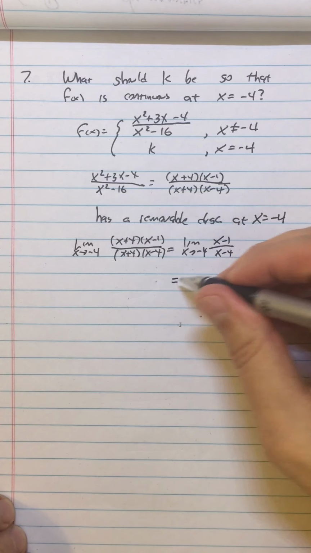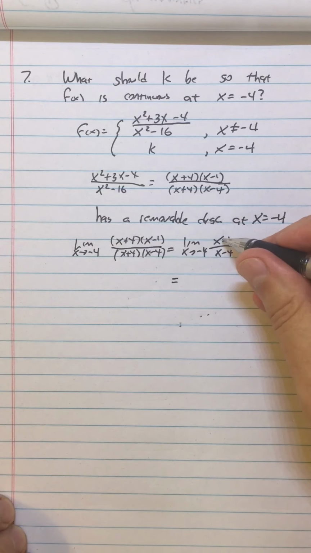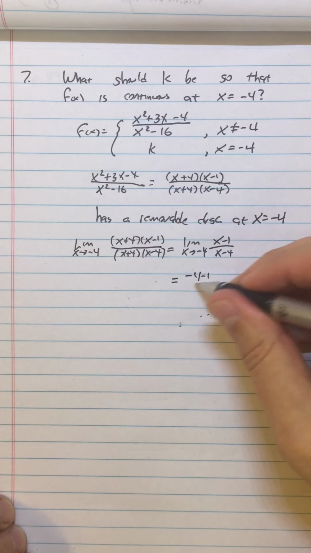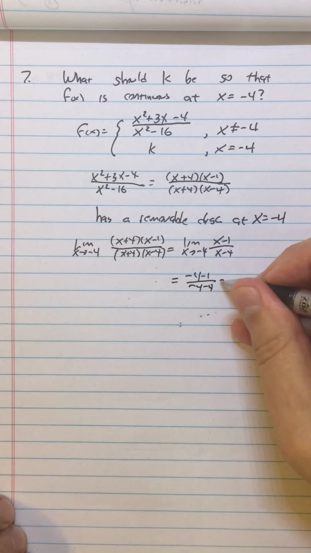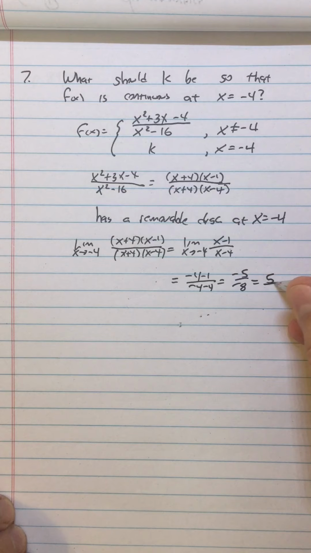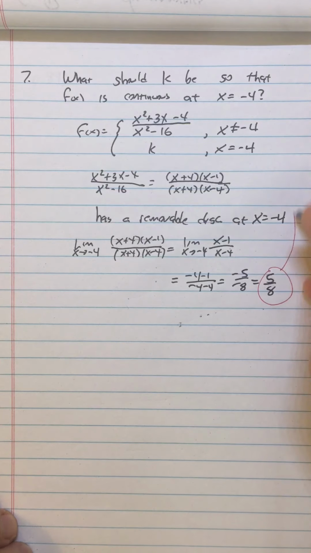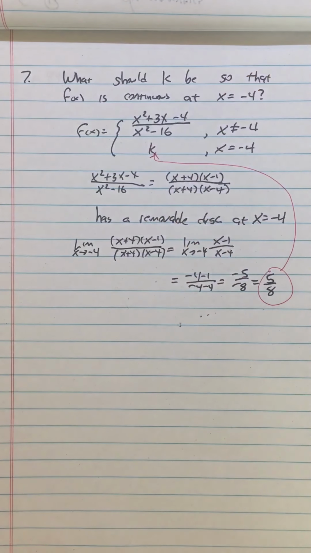Now I'm going to evaluate the limit, so I don't need to write the limit statement anymore. When I make the substitution, that's when I can stop writing the limit. All right, so I get -5 over -8, also known as 5/8. So that limit value is what the k should be.